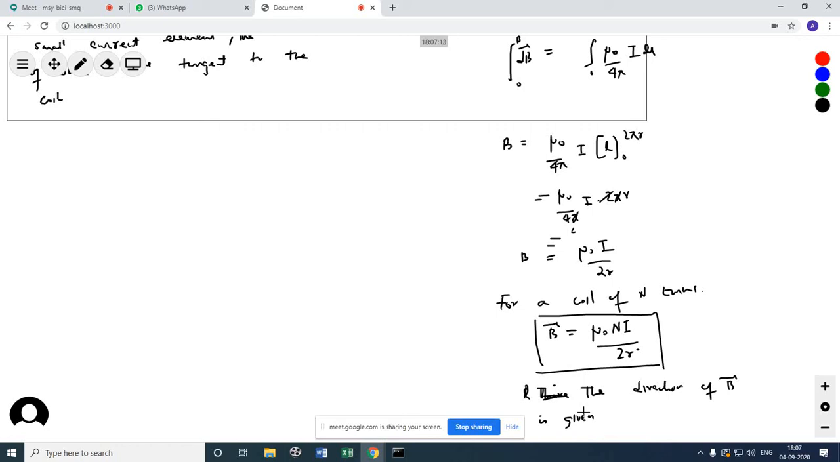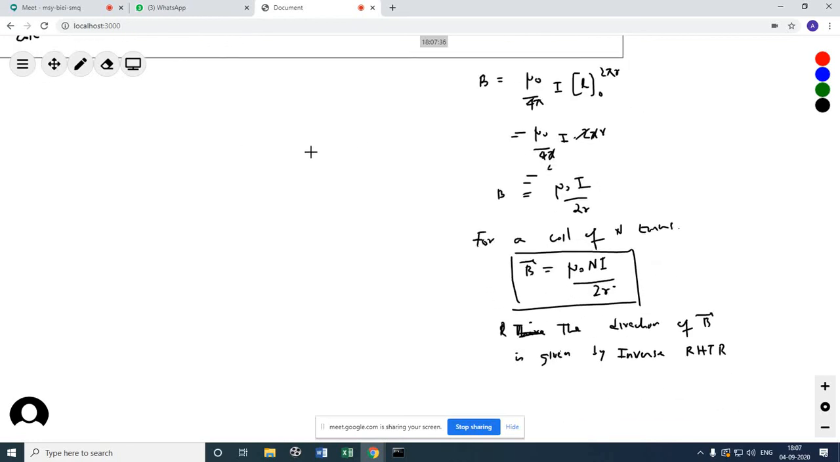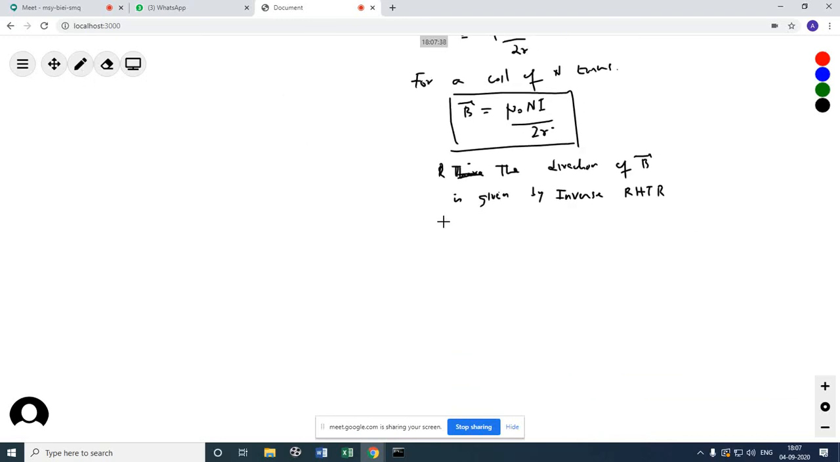Now definitely the coil is not going to have only one single turn. Coils will have many turns. Yes, sir. For a coil of n turns, B would be how much? Mu naught N I, n times by 2r. So this is the magnetic field at the center, and the direction will be how? How do you get the direction here?